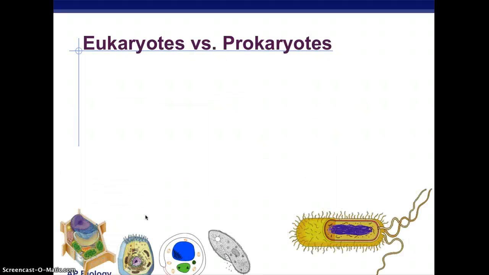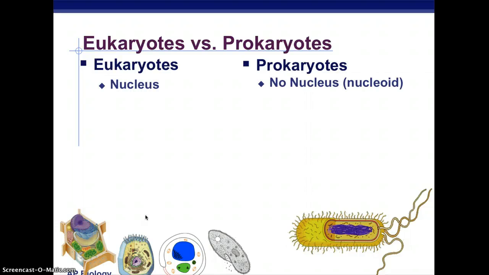So the differences between eukaryotes and prokaryotes. The main difference is eukaryotes have a structure called a nucleus. And a nucleus, you can see one right here in this plant cell, here in this animal cell, right here in this fungus cell, here in this protista cell. A nucleus is an area where the DNA is stored within the eukaryotic cell with a membrane around it.